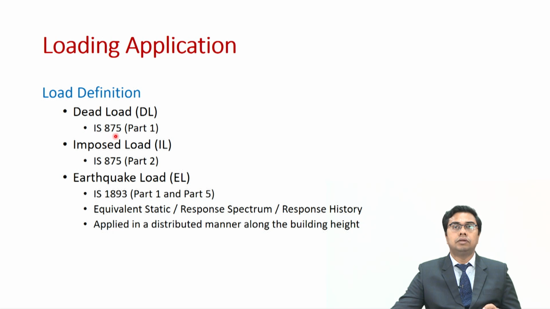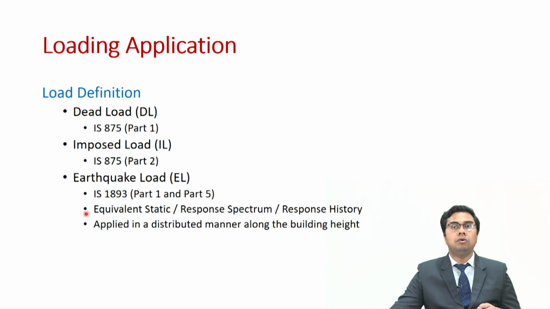It is important to use the latest version of the code. So, if IS 875 goes through revision, then it is suggested that you use the most latest version of the code. The second load which you shall be considering is your imposed load, or commonly called live load. This is based on IS 875 part 2. The third load, since we are doing the seismic design, is earthquake load. This is based on IS 1893 part 1 and part 5. Part 1 deals with general provisions and part 5 deals specifically with buildings.